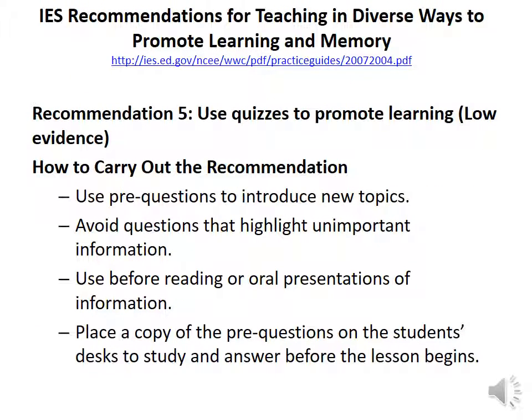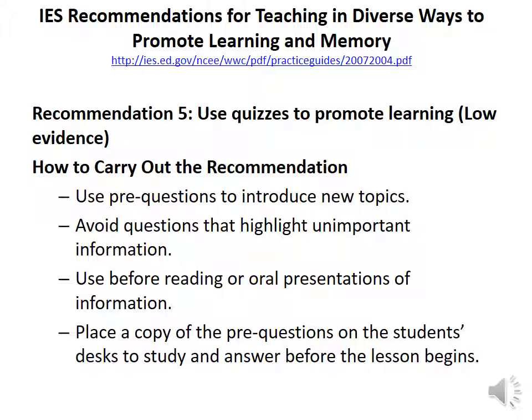Recommendation 5. Use quizzes to promote learning. And there's low evidence for this, meaning there is not much research that supports it, but in the expert opinion of many of the researchers, this would be very useful. How to carry out this recommendation? Use pre-questions to introduce new topics.